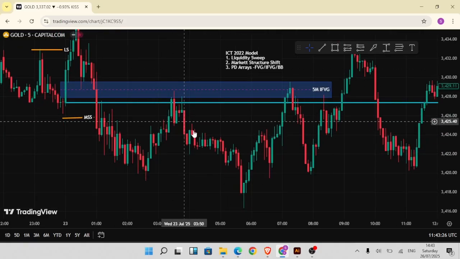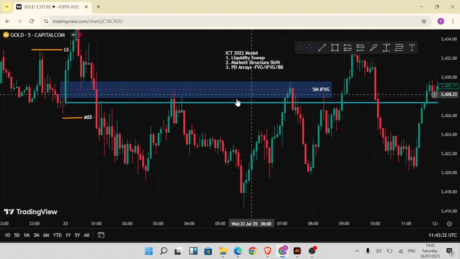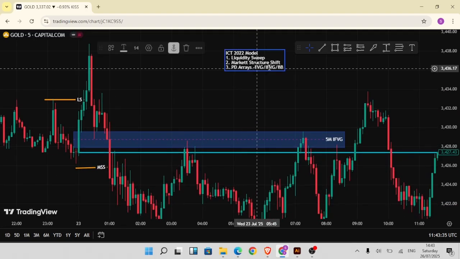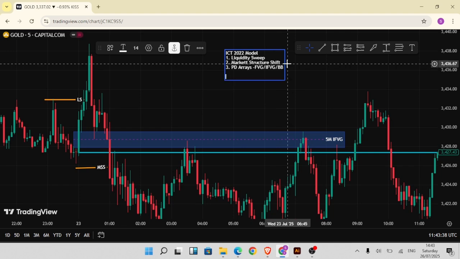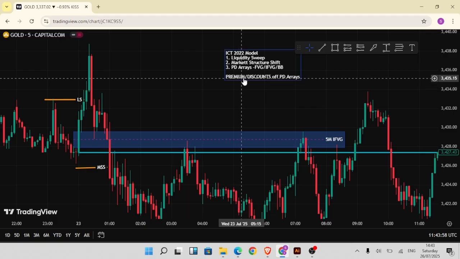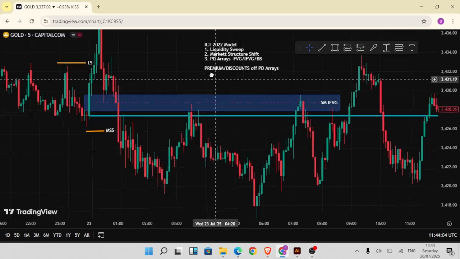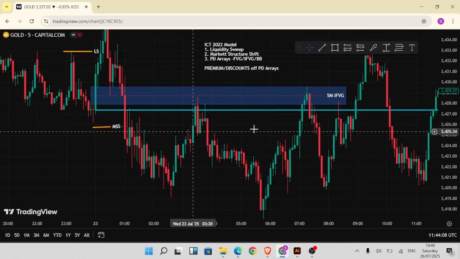Now look at this. We have this fair value gap. We have this engulfing candle from this fair value gap. If you do that, now we want to introduce premium discounts of these PD arrays. PD stands for premium discount, but now we are adding another layer of PD arrays for final entries, or tighter stop losses. And this is what happens here.